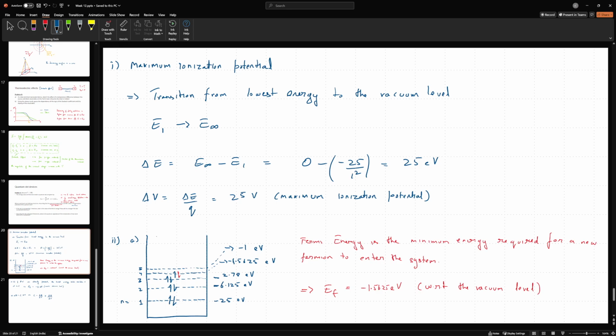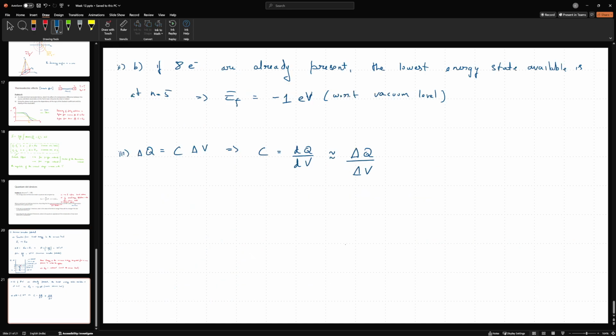Remember, progressively we are moving. So now we have 9 electrons in the system. So I need to draw the 6th energy level also. The 6th energy level is going to be at minus 0.69 electron volts. It is going to be further closer.